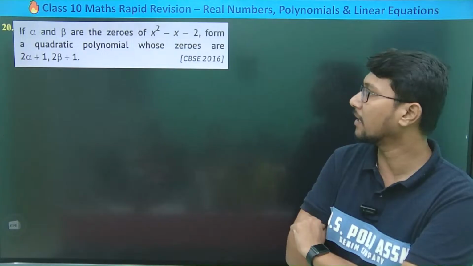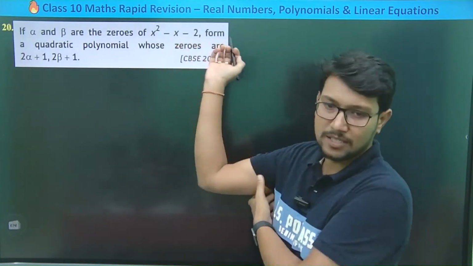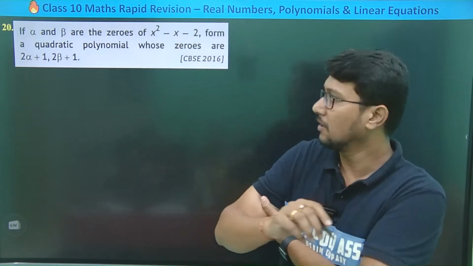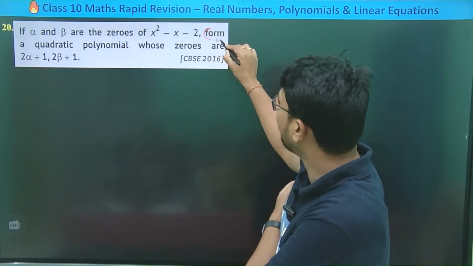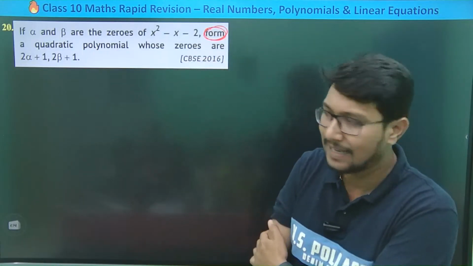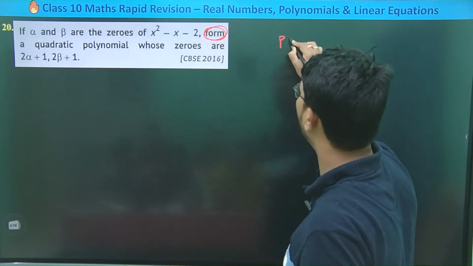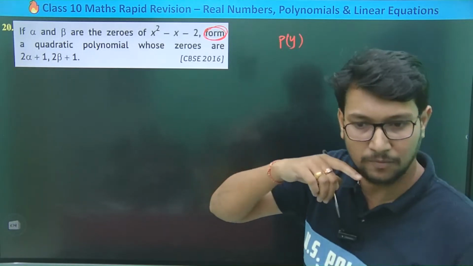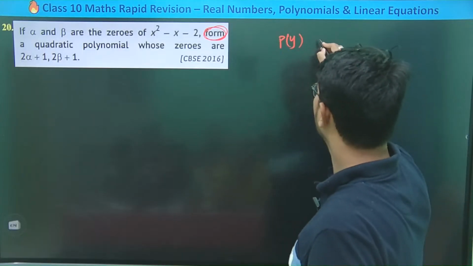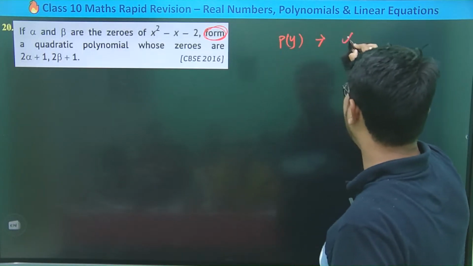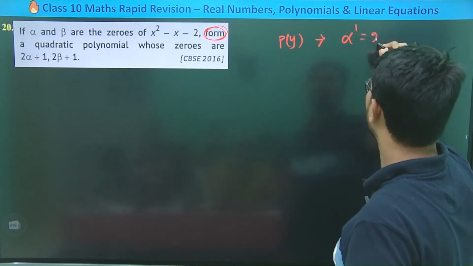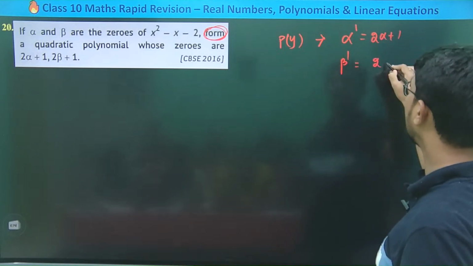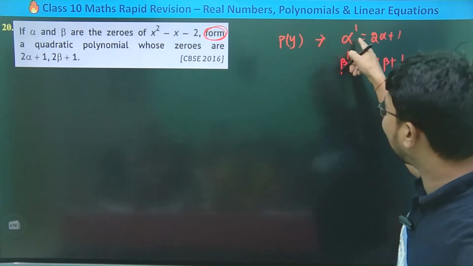First solve it. You can find the zeros of this, or you can do it without finding them also. Check the new polynomial which will form. The question is asking to form a quadratic polynomial. Let the new polynomial be p of y. And p of y's zeros are what? Alpha dash is 2 alpha plus 1 and beta dash is 2 beta plus 1. Got it? These are p of y's zeros.